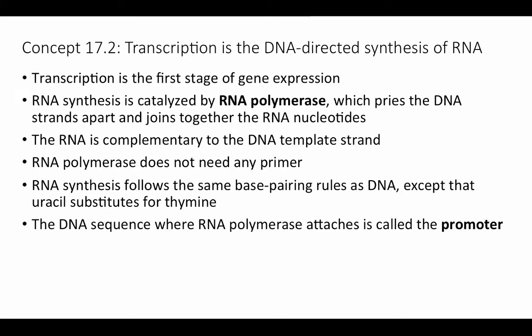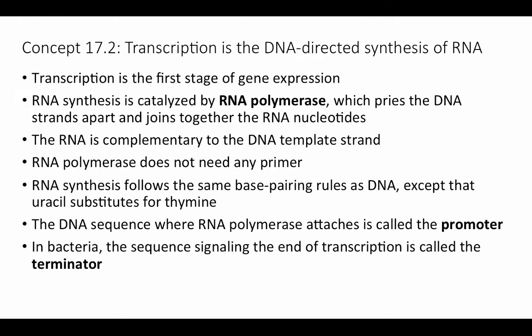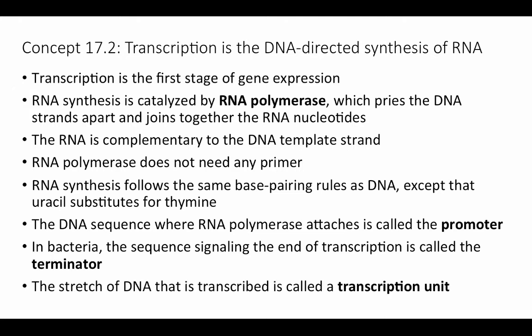The DNA sequence where RNA polymerase first attaches to begin transcribing the DNA is called the promoter region. In bacteria, the sequence signaling the end of transcription is called the terminator. It's going to be a little bit more complicated in eukaryotes, and we'll discuss that as we go. So that stretch of DNA between the promoter and the terminator, or the end sequence that we'll see in eukaryotes, is called a transcription unit. This is going to be the whole section of mRNA that you're going to have by the end of transcription.